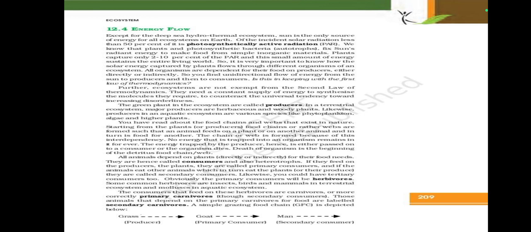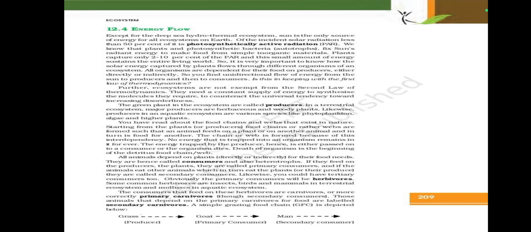The death of an organism is the beginning of the detritus food chain web. All animals depend on plants directly or indirectly for their food needs. They are hence called consumers and also heterotrophs. If they feed on the producers, the plants, they are called primary consumers. And if the animals eat other animals, which in turn eat the plants or their produce, they are called secondary consumers. Likewise, you could have tertiary consumers too.